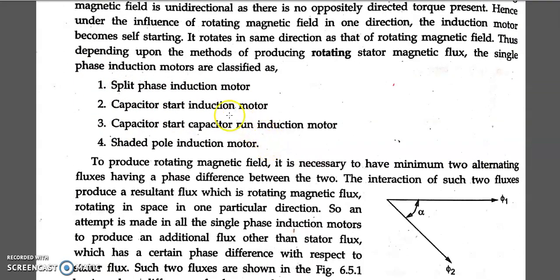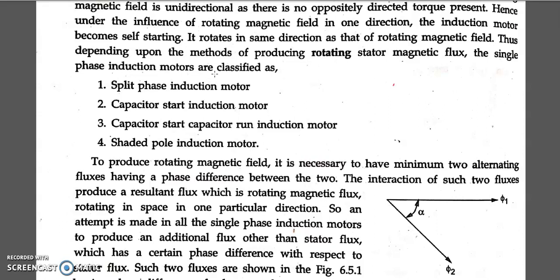Now let us understand why we are calling it a split phase induction motor. Till now, what we studied had only one main winding in the stator. Now, to produce a rotating magnetic flux instead of a pulsating magnetic flux, I am going to add one more winding in the stator part and connect the other winding to the AC supply. So one will act like a main winding, the other one will act like a starting winding.